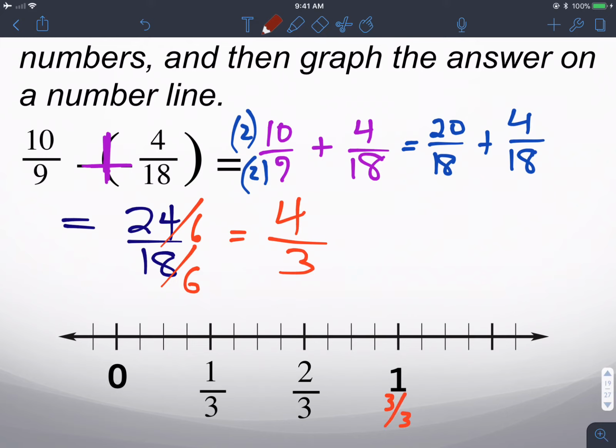Like back to previous chapters and stuff, right? So it would have to be 1, 2, 3, 4. So it goes 1/3, 2/3, 3/3, 4/3. You said that. Yeah. You got it.